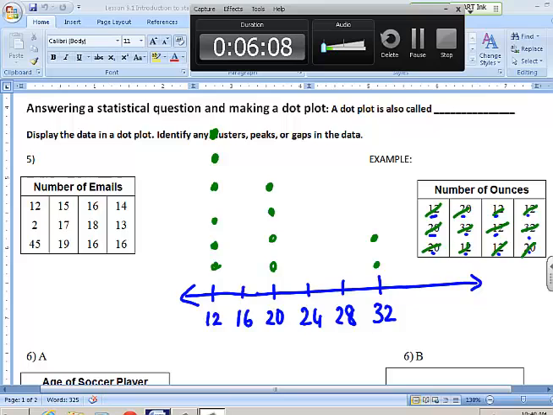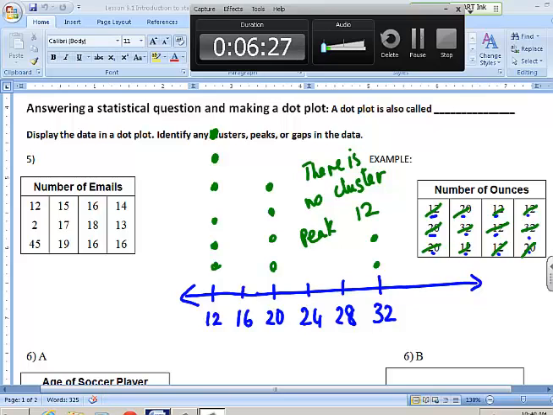Okay, now is there a cluster? Not really. There is no cluster here. So the reason I'm showing you this is to show you that there really doesn't have to be a cluster every time. There is no cluster, but there is a peak, and that is at 12.